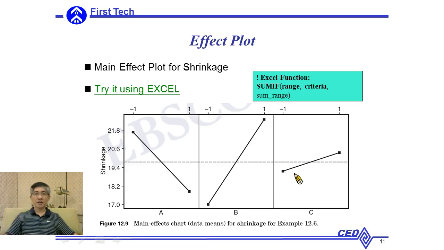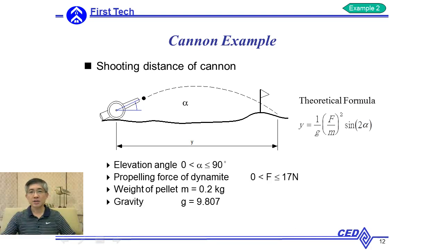Therefore, by looking at the effect plot, we can conclude the combination of A2, B1, and C1 will give us the smallest, or the minimized, shrinkage in the injection molding design. So let's use this cannon example to demonstrate the efficiency of using full factorial design.